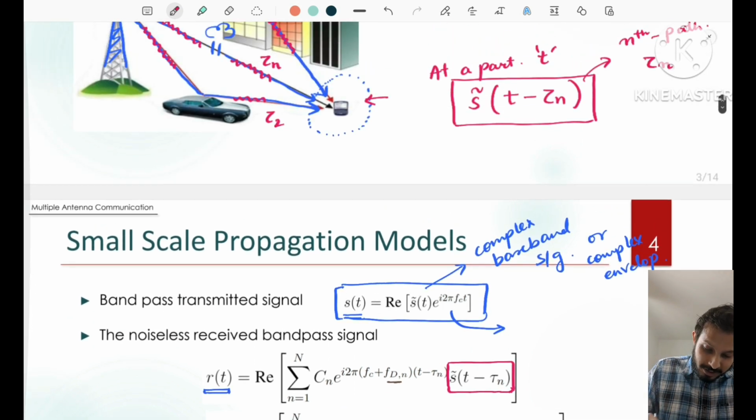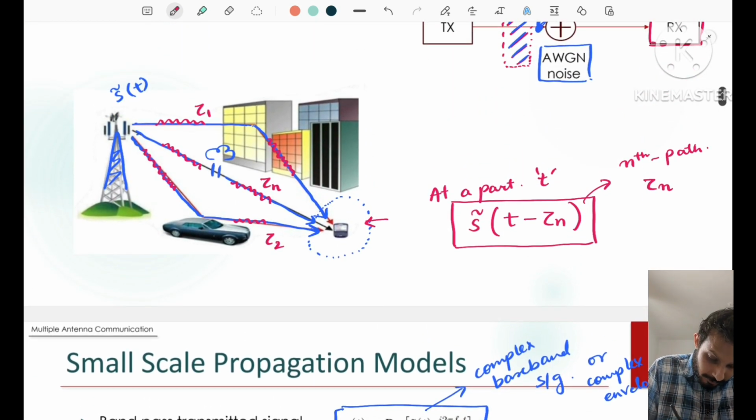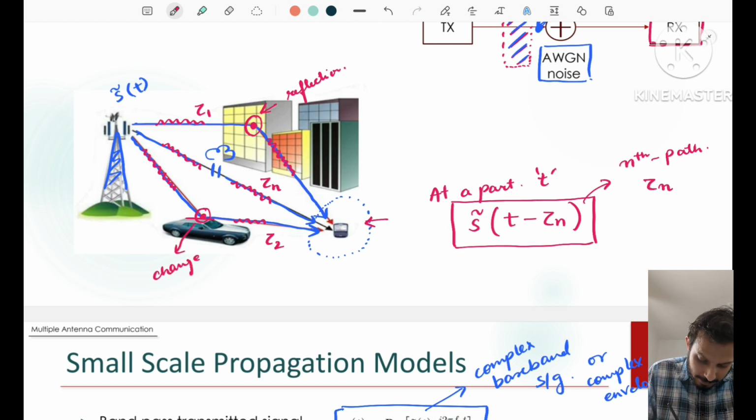Now each of these paths, due to the reflections, may have some change in the amplitude across the path due to the reflection coefficient, or due to a moving object or the surface of a car. There may be some reflections, and it may have undergone some change in the magnitude of the signal.